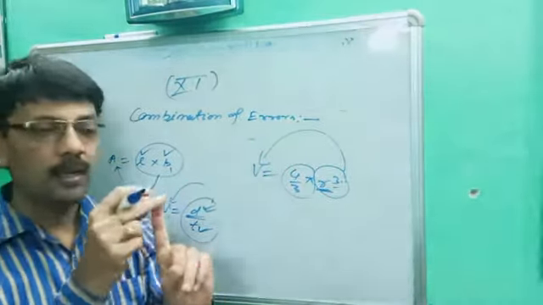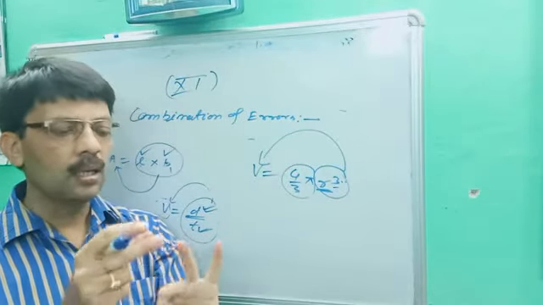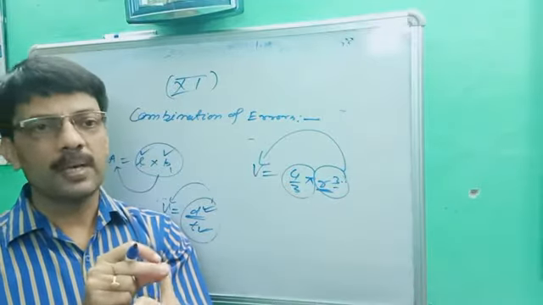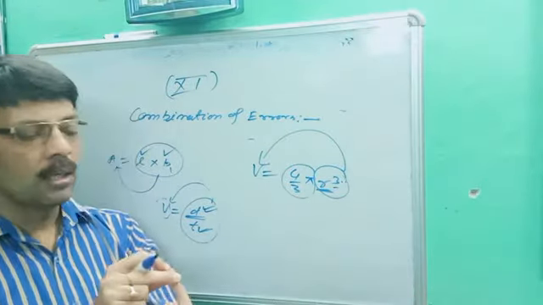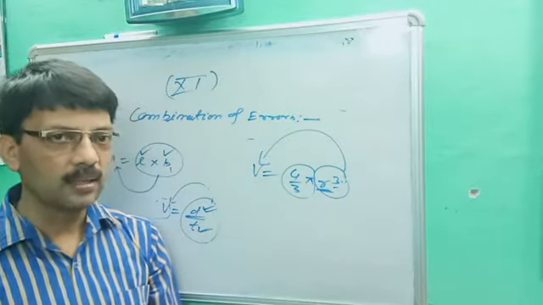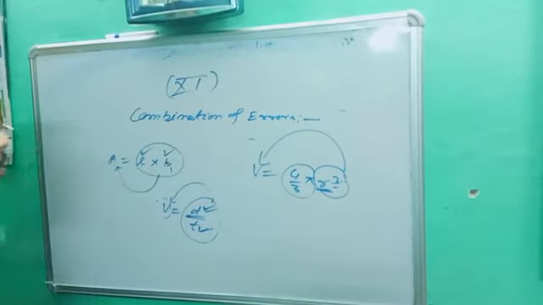So how many conditions are we getting? 5 conditions. Combination of error in addition, combination of error in subtraction, combination of error in multiplication, combination of error in division, and combination of error in power. Okay, are you getting it? So this is the meaning of combination of error. Now we will go through the formula one by one.